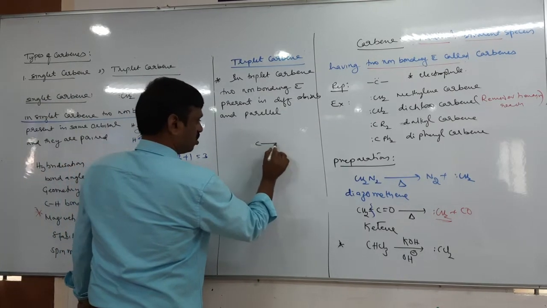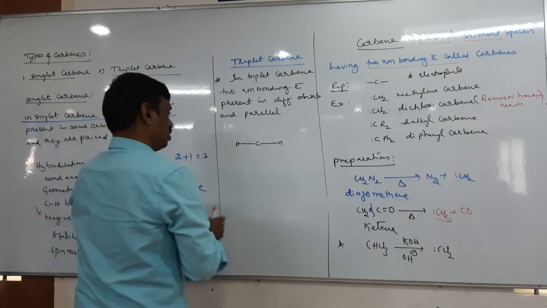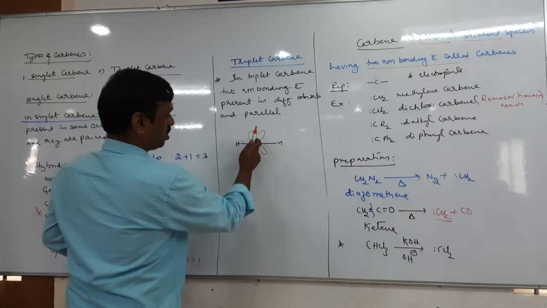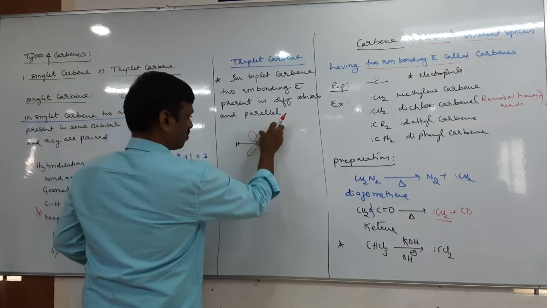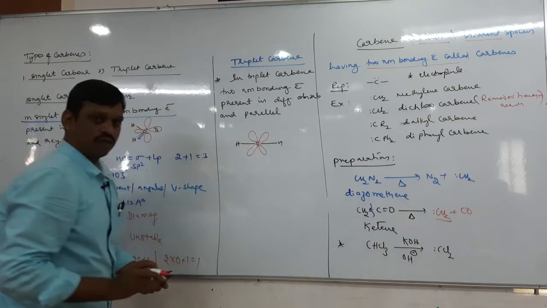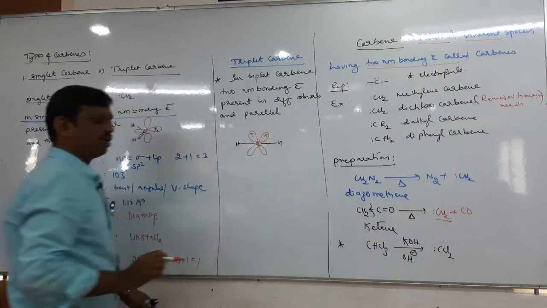Structure is like this. The two hydrogen bonds are like this, and the two orbitals are like this. Okay. Then how are the two electrons? They are parallel in two different orbitals.